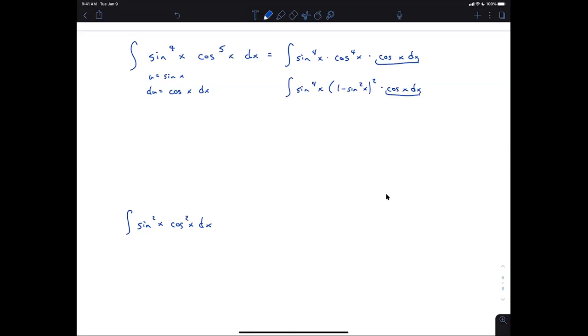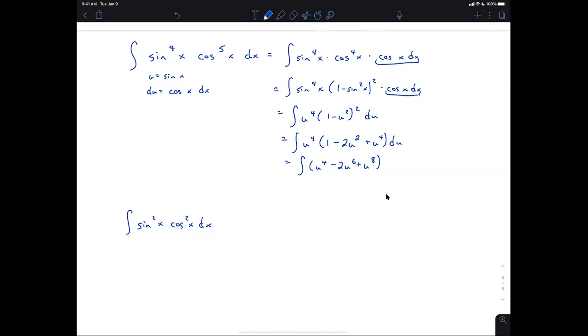All right, so we've got u to the 4th times 1 minus u squared squared times du. And now you expand that. If I expand that, I get 1 minus 2u squared plus u to the fourth du. And now the u to the fourth distributes. So I get u to the fourth minus 2u to the sixth plus u to the eighth du. And I'm going kind of fast, sorry. Questions? I'm not trying to speed through it.